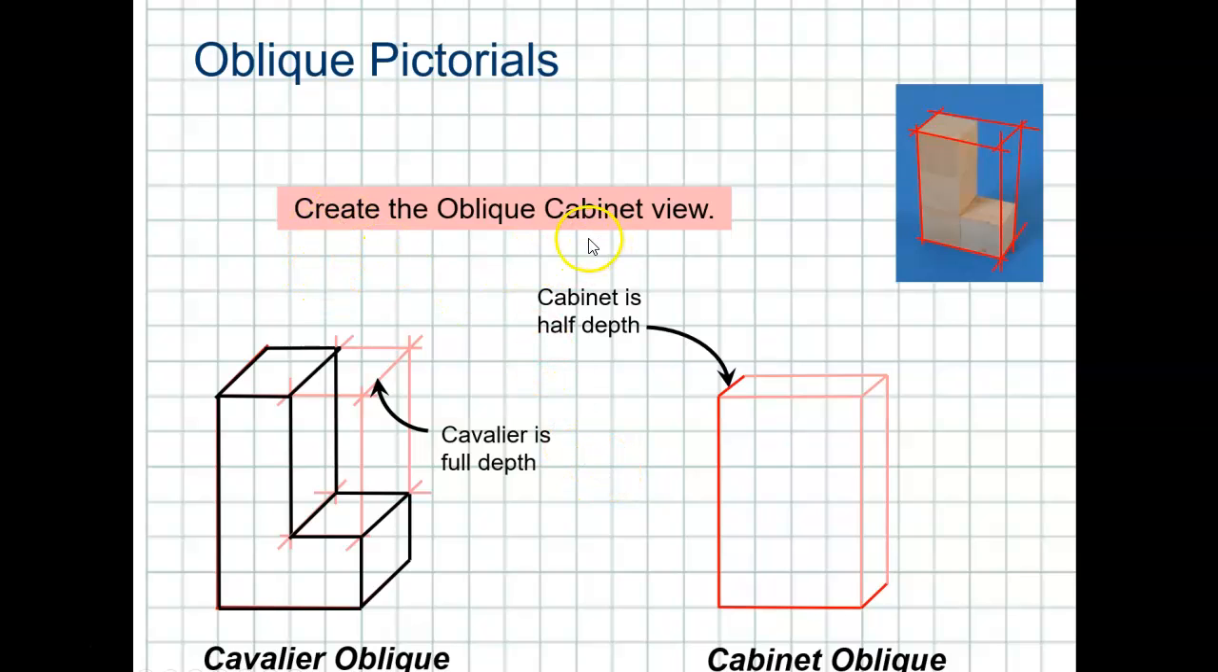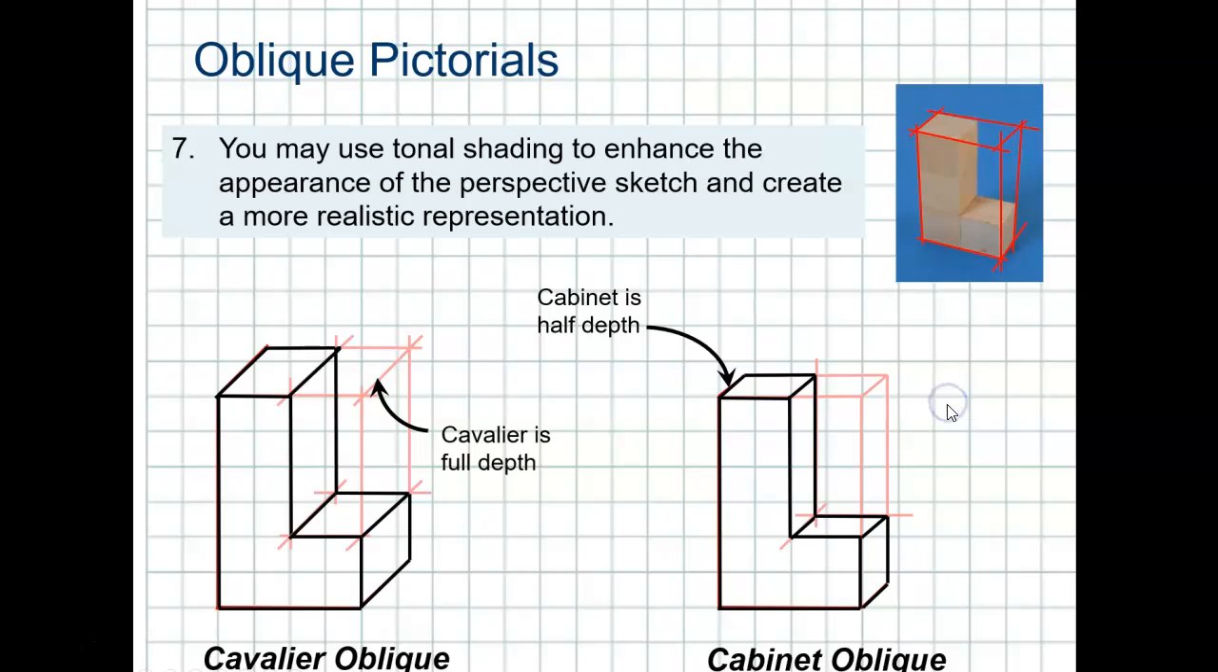And next, we're going to create the oblique cabinet view. Okay, so cabinet is half depth, so you're only going to go halfway up. So pause the video, sketch those blocks out, and then use tonal shading to enhance the appearance of the perspective sketch and create a more realistic presentation. Go ahead and pause and draw what you see. After you unpause, here's an example of what your shading might look like. You have a front face with a darker shading. The right sides are lightly shaded and the tops are not shaded at all.